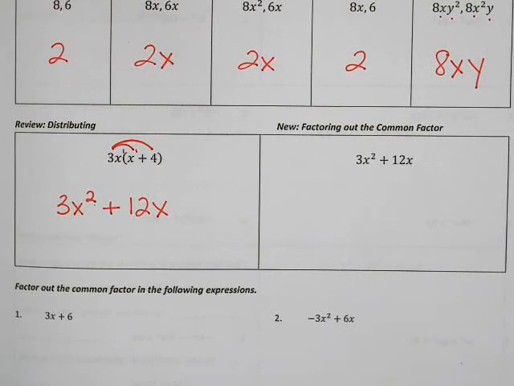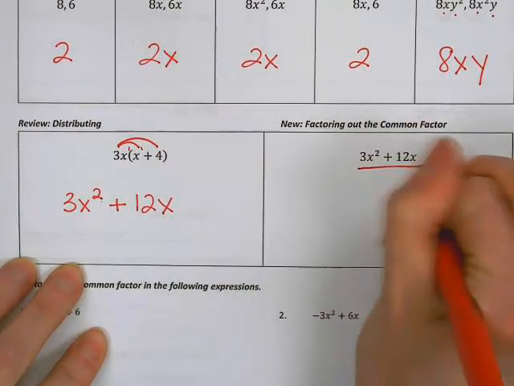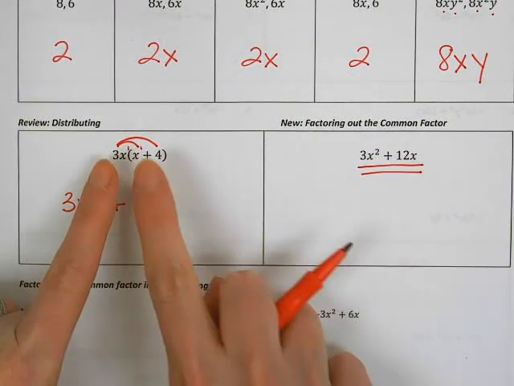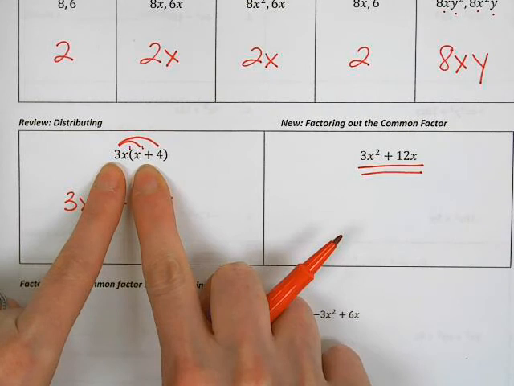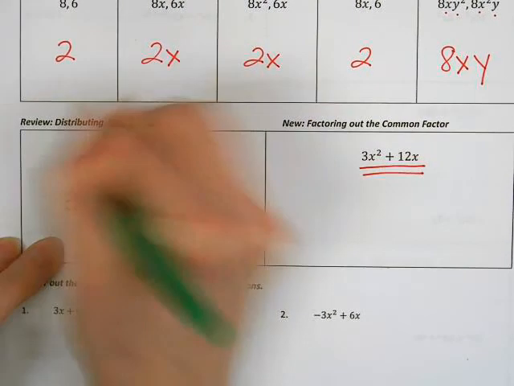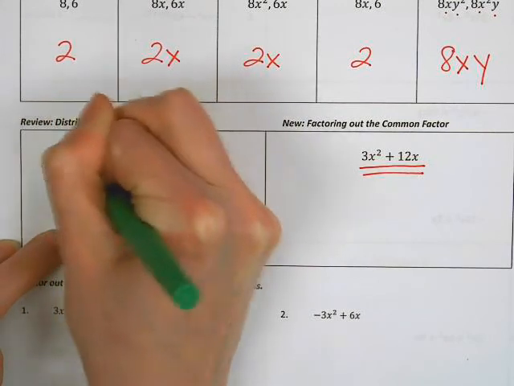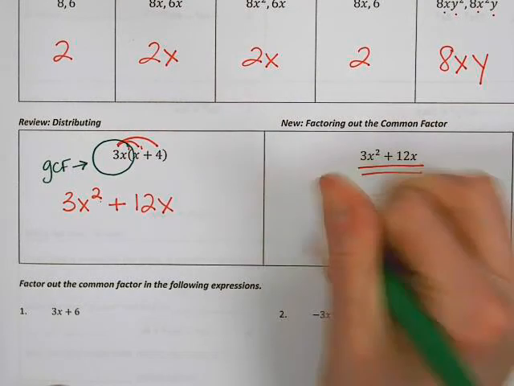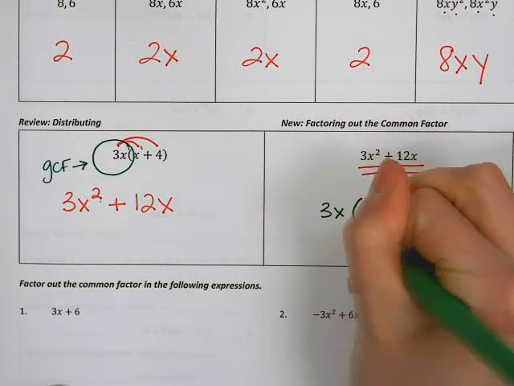Now, today we're going to learn how to go backwards. If you start with this, how do you end up with this? Okay, and here's what it is. This is just the GCF. Okay, so if you look at these two numbers and you find the GCF, then that comes on the outside of the parenthesis.